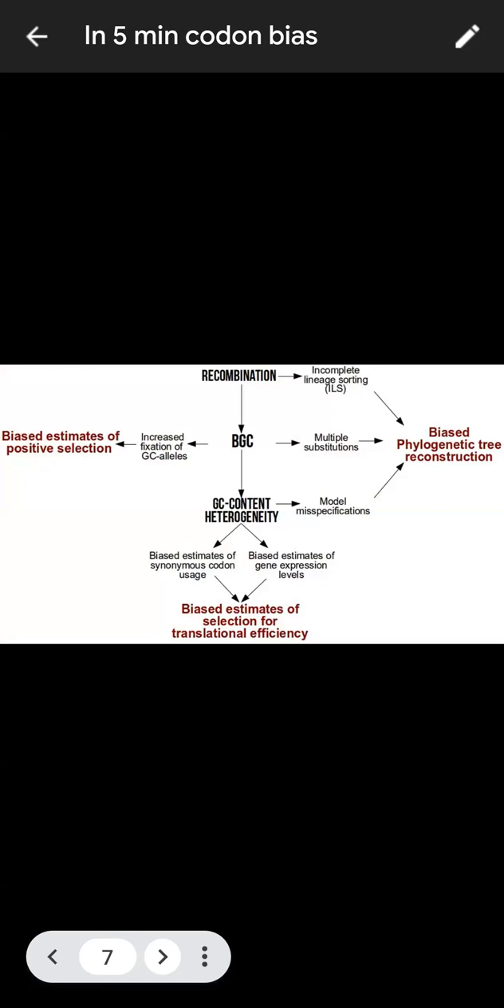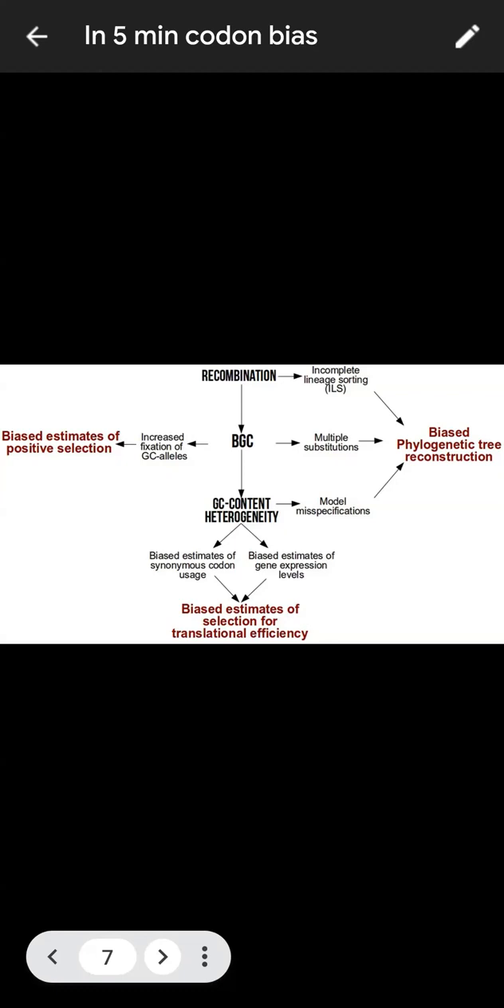As a result of codon bias, all our previous thoughts of evolution are changed. In the middle, you see BCG, which stands for the GC bias, which then causes codon bias. And on the far left, it biases our estimates of positive selection or natural selection. So our previous estimates of natural selection are now changed because of this. On the far right, we can see it also changes the phylogeny trees.